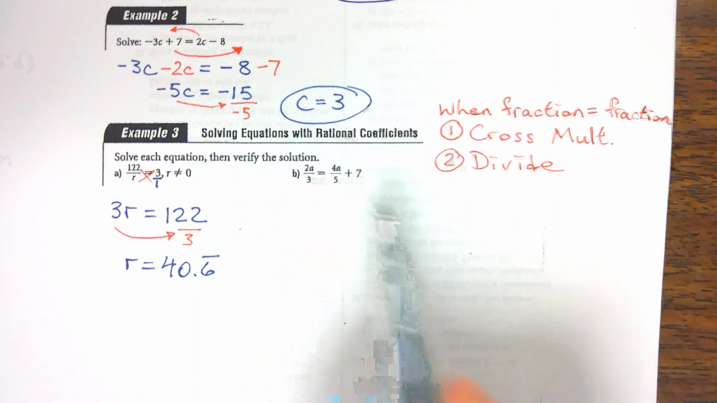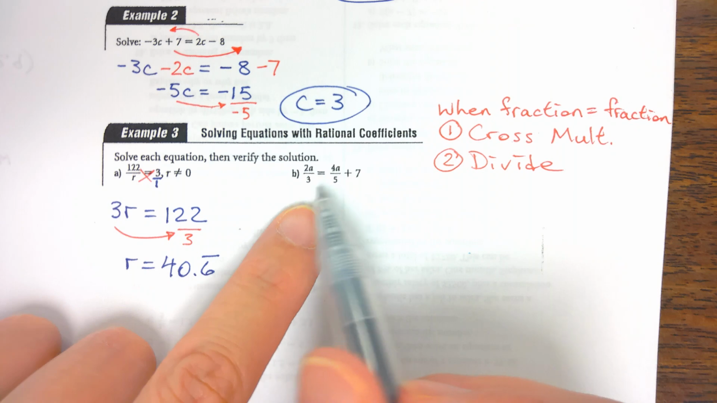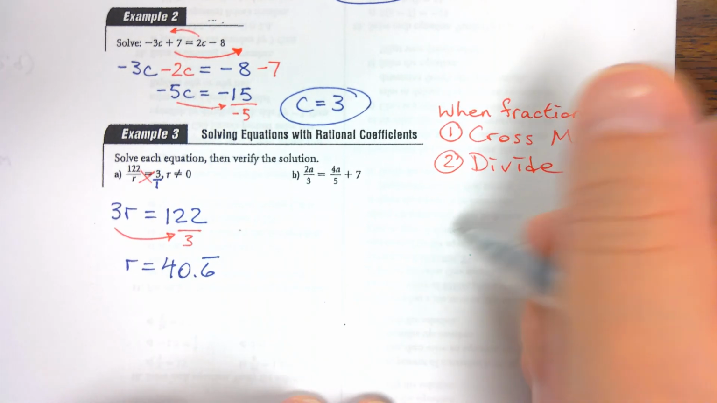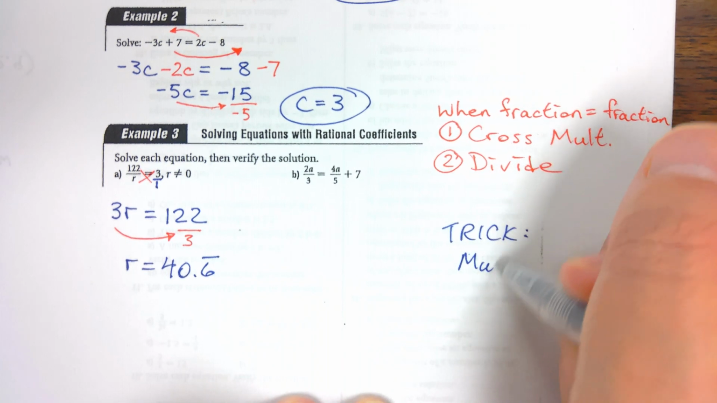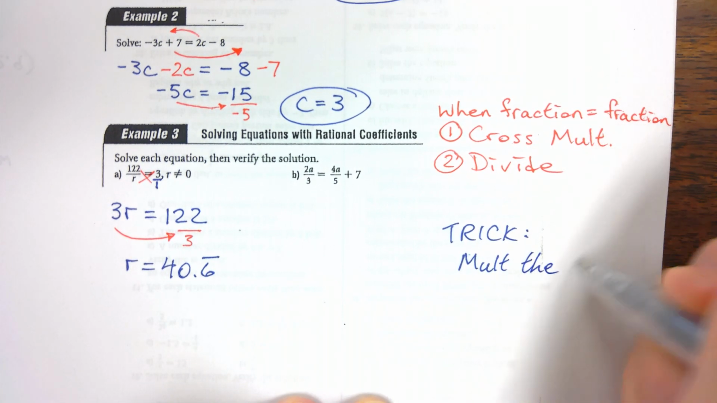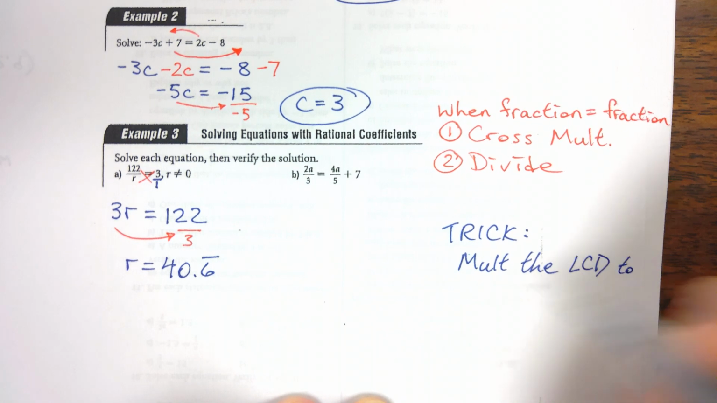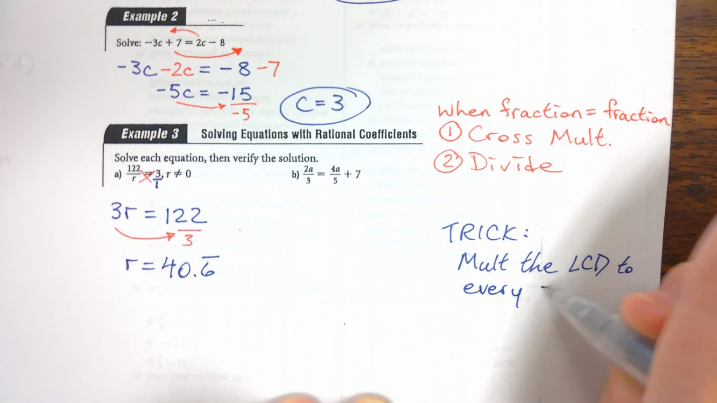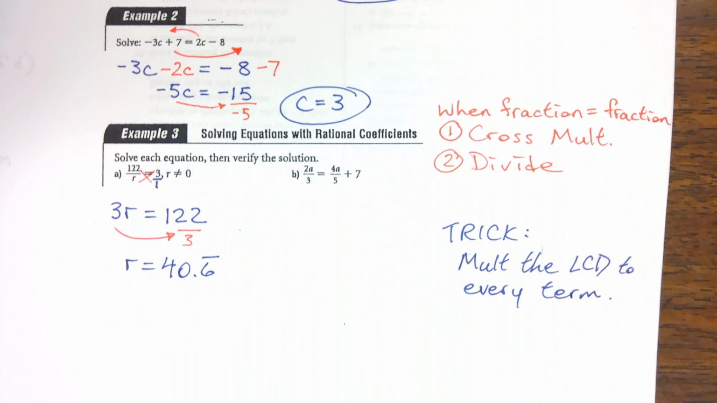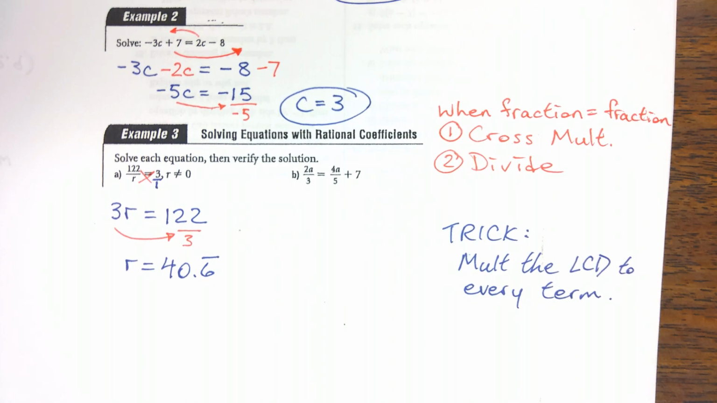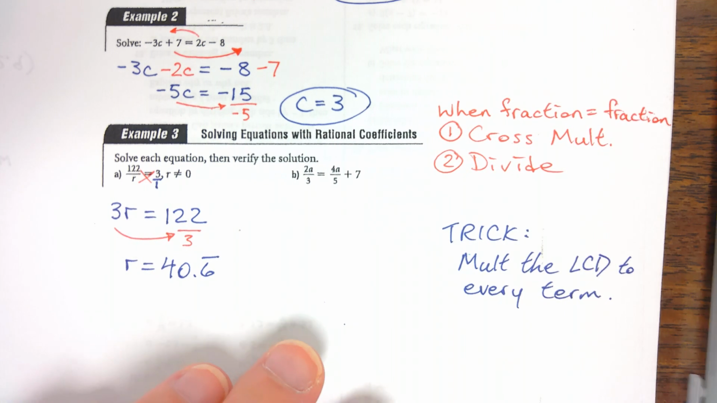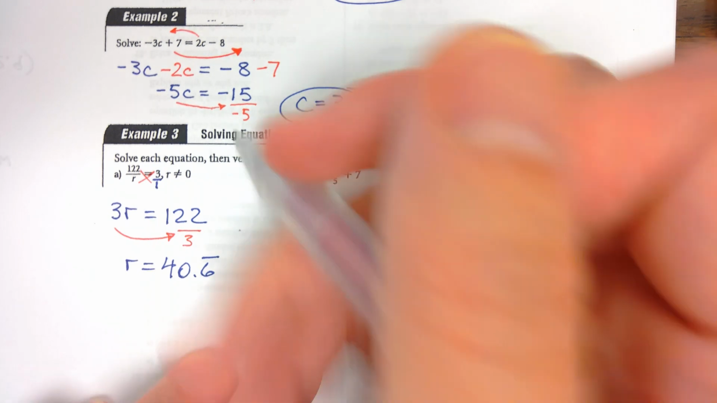So a trick to getting rid of fractions is to multiply the LCD to every term. Okay, so between 3 and 5, what's your lowest common denominator? Between 3 and 5. Yeah. 15. So if I multiply everything by 15, look what happens.